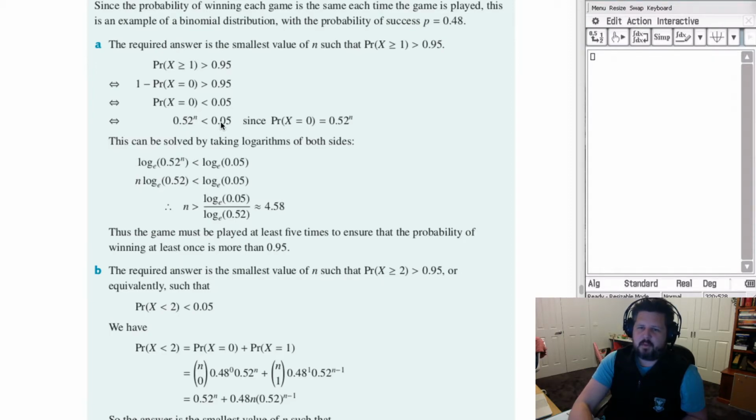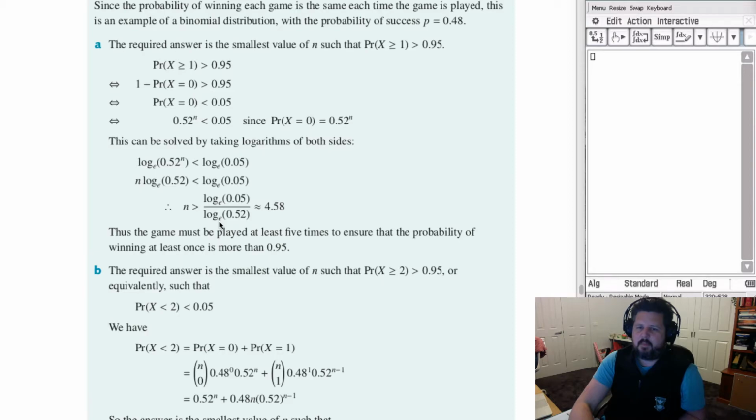So once we've got that, to find out what the value of n is, we do need to use logs. So what we're going to do is take the log of both sides of this equation. We're taking the log to the base e of this side, and the log to the base e of this side. We know that if you've got log to the base e of 0.52 to the power of n, n can come out the front, and then from there we can divide this side by log 0.52 and divide this side by log 0.52 to find out what n is.